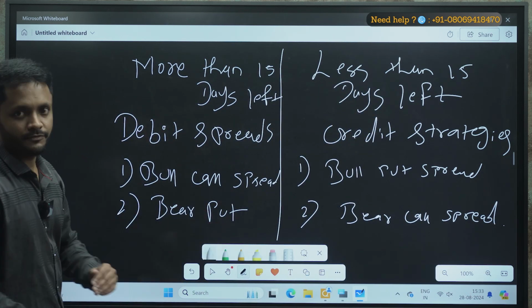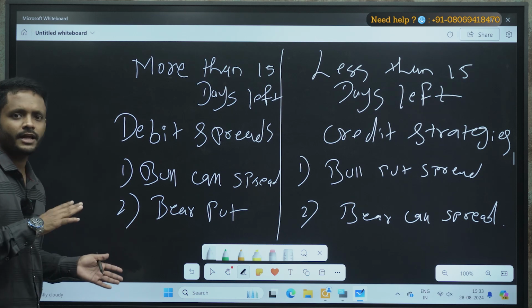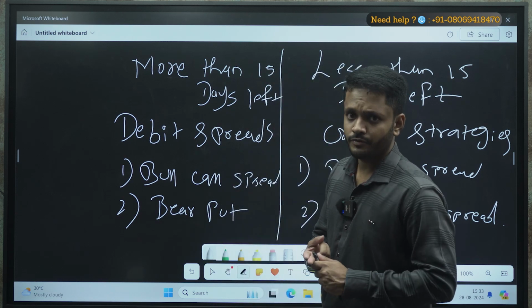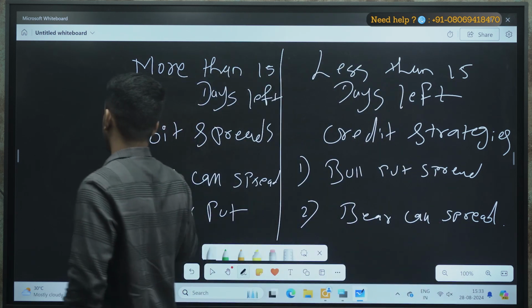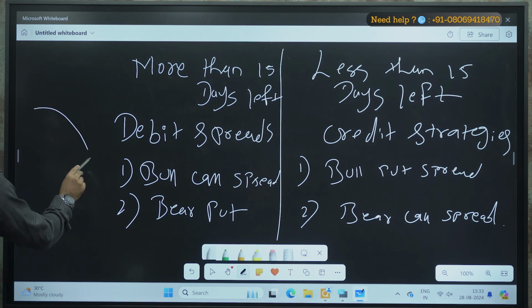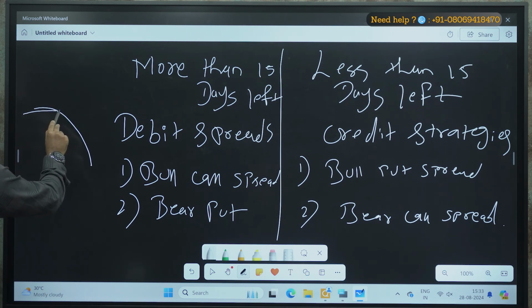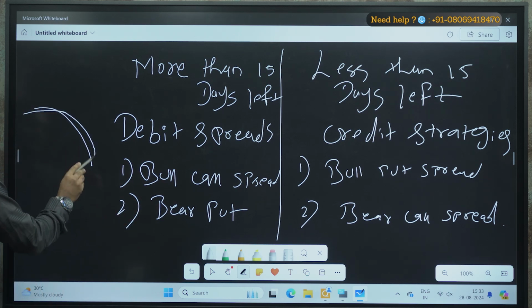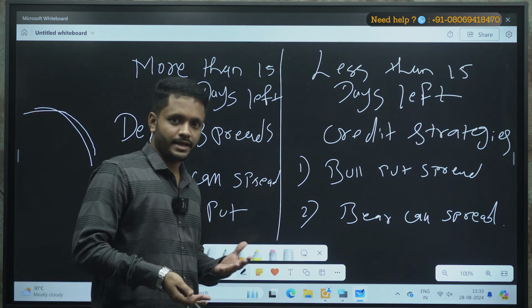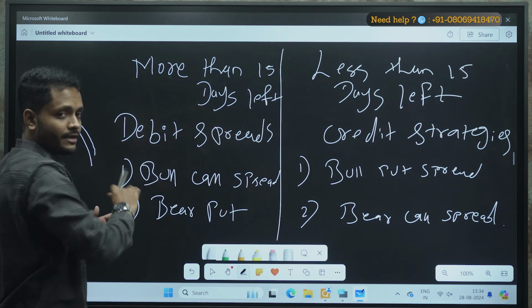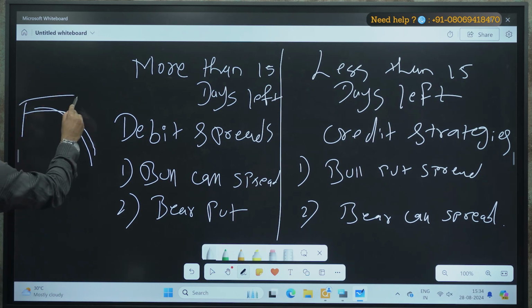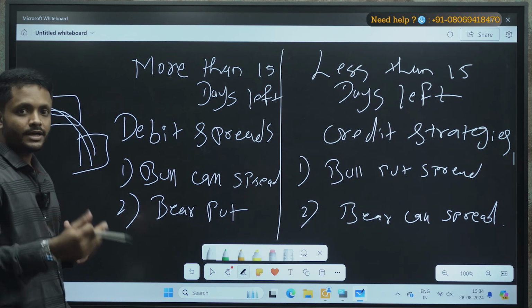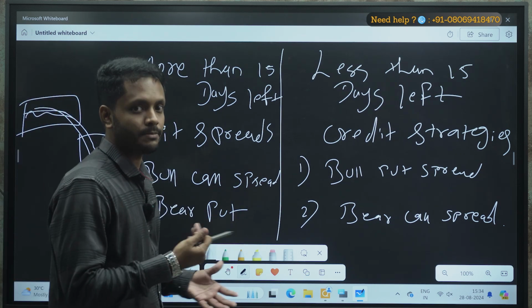So what is the benefit, if you ask me? If there are more than 15 days left, then delta is in your favor and theta is in your favor. Look at how theta gets decayed. Usually it remains sideways, but whenever you are near to expiry, theta starts decaying in a very fast manner. So if you are more than 15 days from expiry, you are at this level, and theta won't decay at a much faster pace.